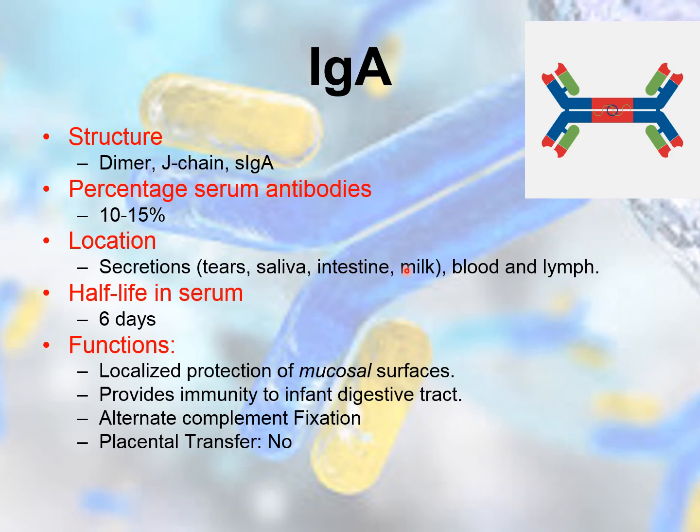Apart from that, IgA can also be present in the blood or the lymph. So in serum, IgA has a half-life of about 6 days, and it can perform various different functions. Like it can provide localized protection on the mucosal surfaces, and it can provide immunity to the infant digestive tract through the milk of the mother, and it is also involved in the alternate complement fixation pathway, but it cannot cross the placenta.